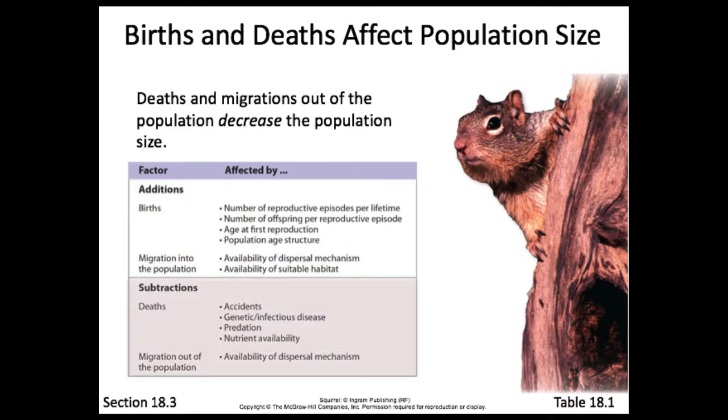Deaths and migrations out of the population decrease the population size. So to think about the squirrel population that we were using as a case in point, we could think about squirrels having accidental deaths or having diseases or getting eaten because they're a part of a food web. And then we can also think of the squirrels as migrating out of their given habitat. And just like we can calculate birth rate, we can also calculate the death rate, which is the number of deaths per unit of time.